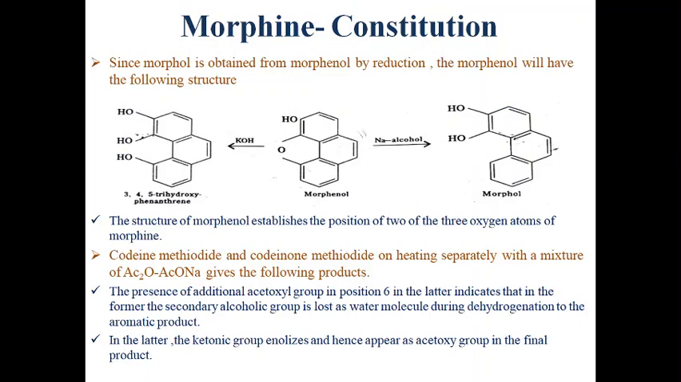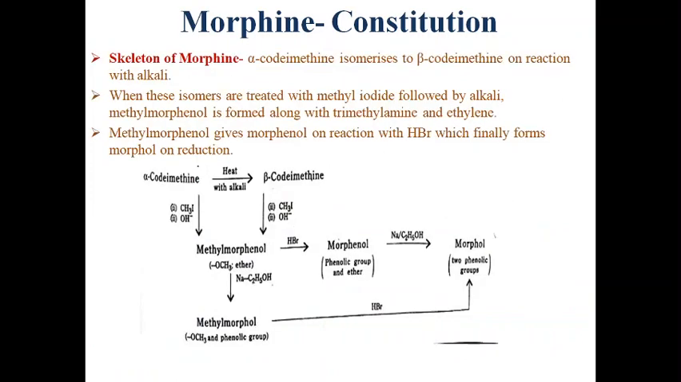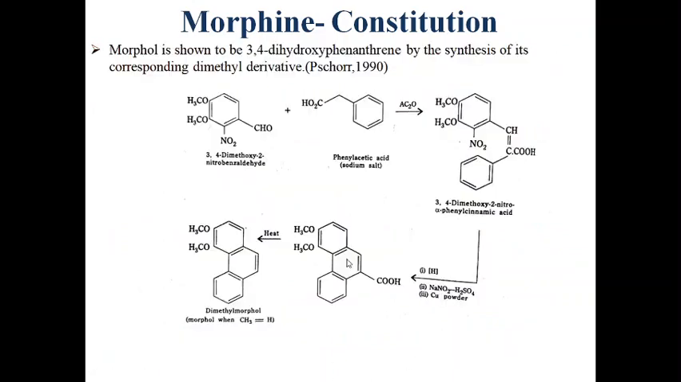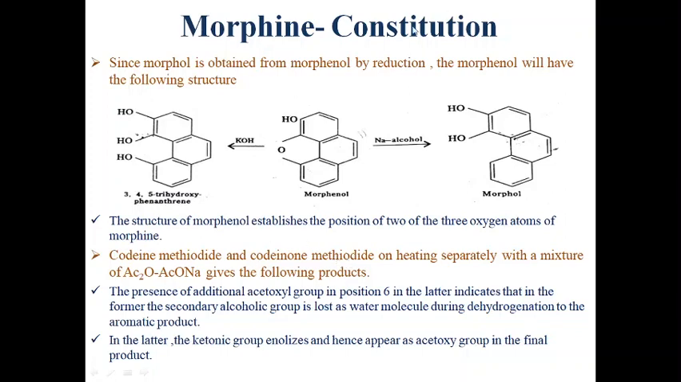Since morphol is obtained from morphinol, as we have studied earlier, morphol is obtained from morphinol by reduction. Reduction of morphinol gives morphol. Morphinol will have the following structure, as you can see: 1 phenolic OH and 1 ether linkage. On reduction, this ether group will also convert into OH, resulting in the formation of morphol.